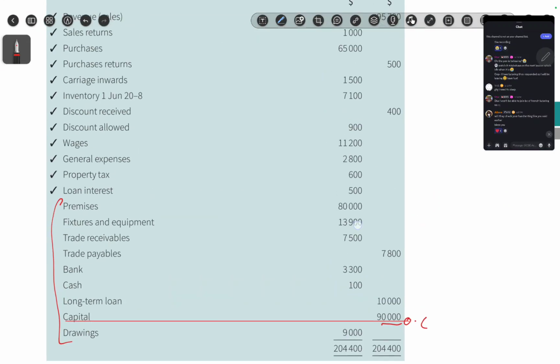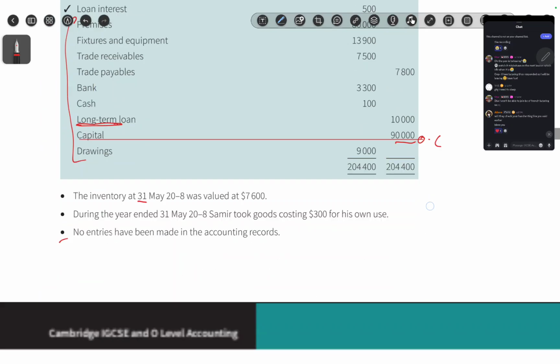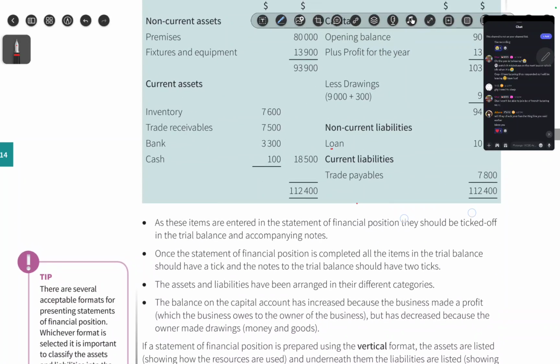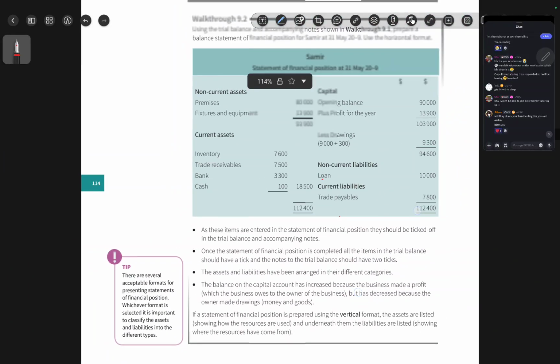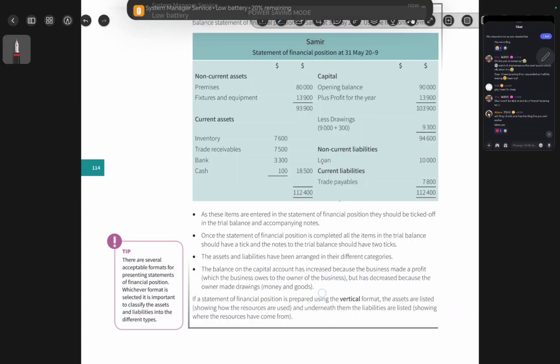Then we take our non-current liabilities alone. How do we know if it's non-current? Long-term loan. You see, long-term loan means that it is more than 12 months, and that's why it's a non-current liability. And then we have current liabilities, trade payables, the amount we owe to our suppliers. We already discussed all of this.